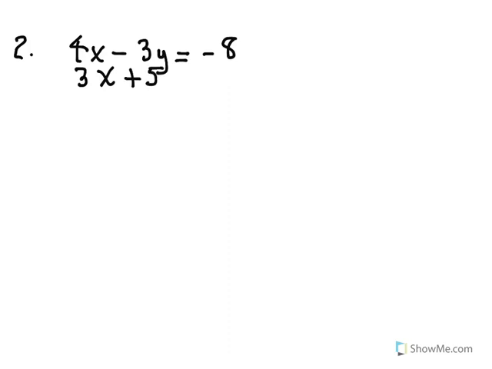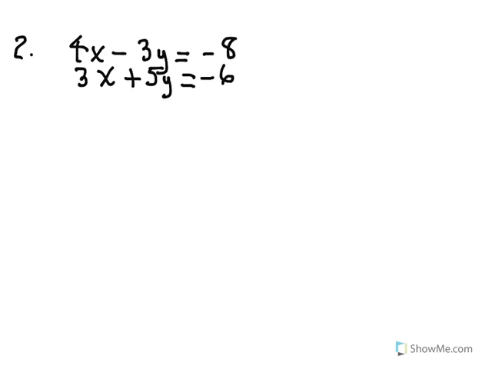Okay, we would like to do now the last problem on the document that relates to additional materials for system of equations. So we would like to solve the second system on your last page. The system is given by 4x minus 3y equals negative 8, and then the second equation is 3x plus 5y equals negative 6.